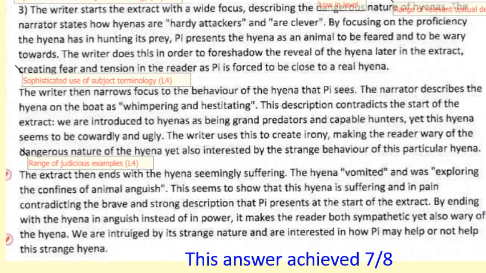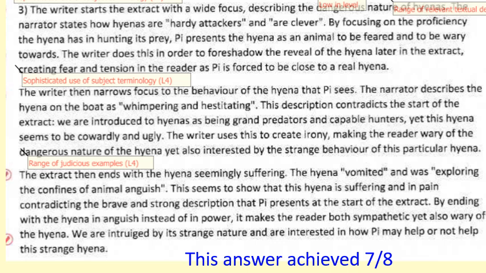This is an example from last year, and this achieved 7 out of 8. And you might pause it and have a look, but the key things that they say. In the beginning, they start by describing hyenas in general as hardy attackers who are clever. At the beginning, there's a focus on how hyenas are proficient as predators, and they seem a fearful animal, okay? The writer does it to foreshadow the reveal of the hyena later in the extract. It creates fear and tension.